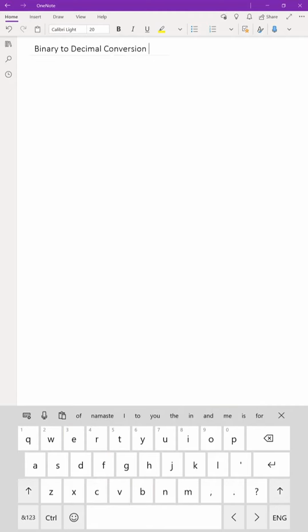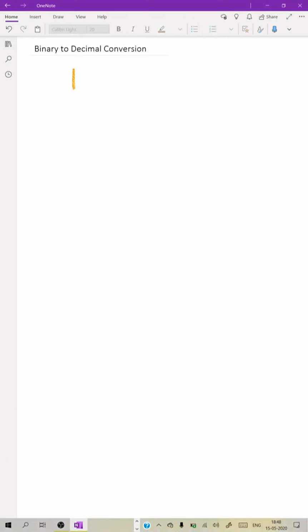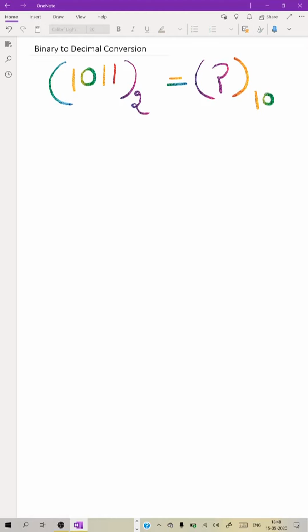Okay, so let's do the practice. For example, now my question is 1011. This is my binary number, and now we want to convert it into decimal, and the base of decimal is 10. Now binary is given and we convert it into a decimal number.